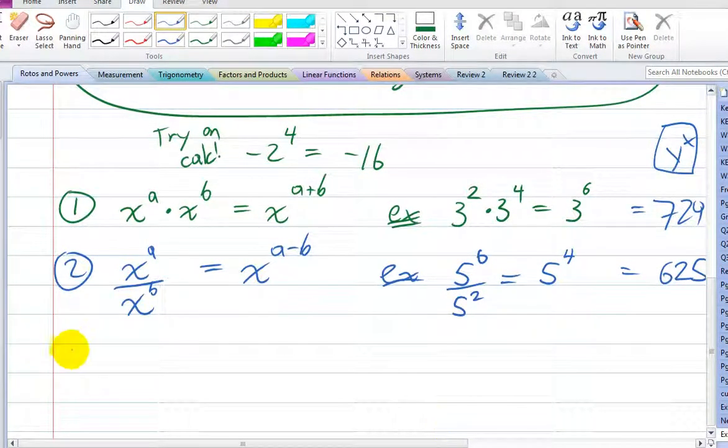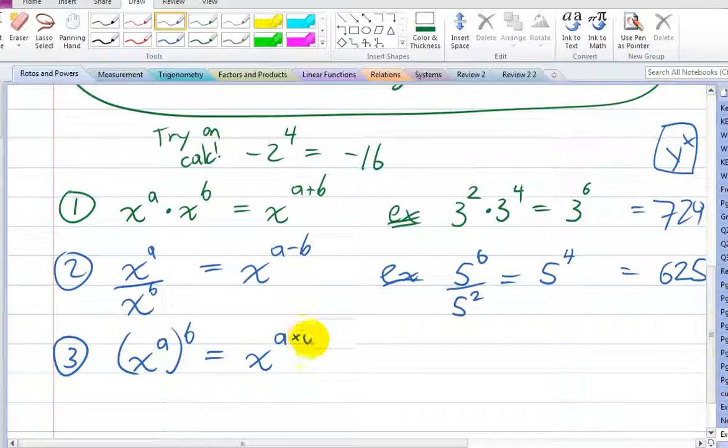Okay. Next one, number 3. So now we're going to have x exponent a to a power b. Now this is one where it's really simple, but we can get some harder ones where you're unsure. What does that equal? Yeah, you multiply them. So a times b. Okay. So example, 4 squared to the exponent 5 equals 4 exponent 10. Okay.